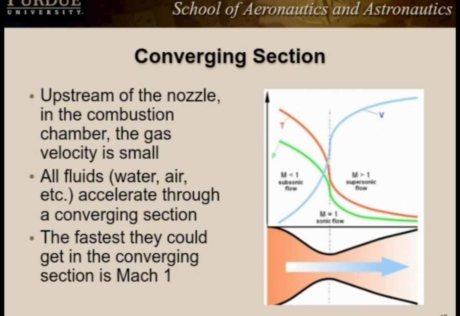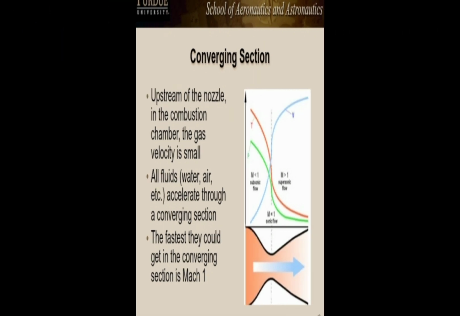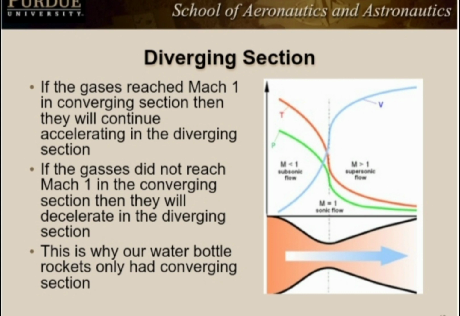So all fluids like water, air, etc. accelerate through a converging section, and the fastest they can get in the converging section is Mach 1. While a diverging section is a tube that pinches in the middle, making a carefully balanced and symmetric hourglass shape. They are widely used in some types of steam turbines and rocket engine nozzles, and are also seen in supersonic jet engines.